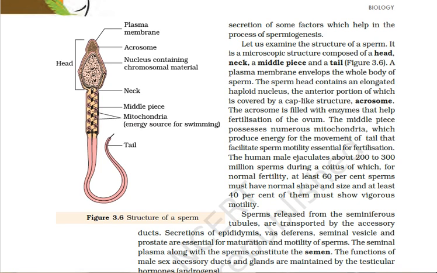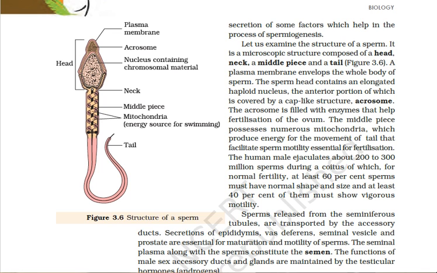Good morning, students. Again we continue with chapter 3. Earlier we had studied the process of spermatogenesis, where the spermatozoa are formed. Today we will study the structure of spermatozoa, oogenesis, formation of ova, various stages of oogenesis, development of ova, hormonal control of oogenesis, and differences between spermatogenesis and oogenesis.